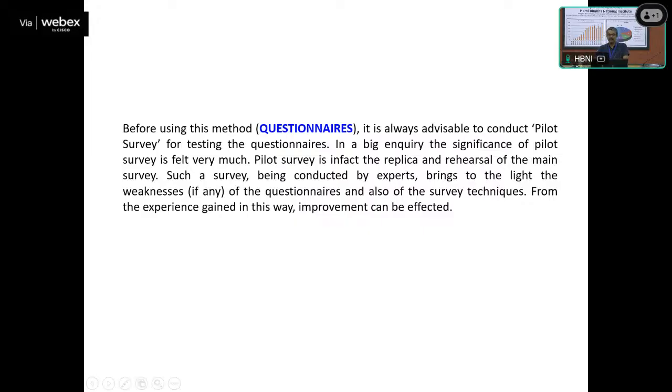So the advantage of a pilot survey is that from the experience gained in this way, improvement can be effected.